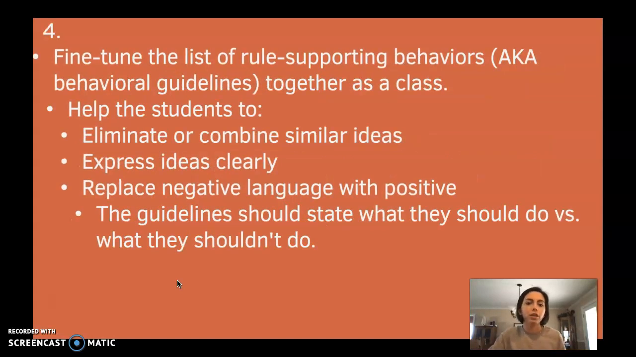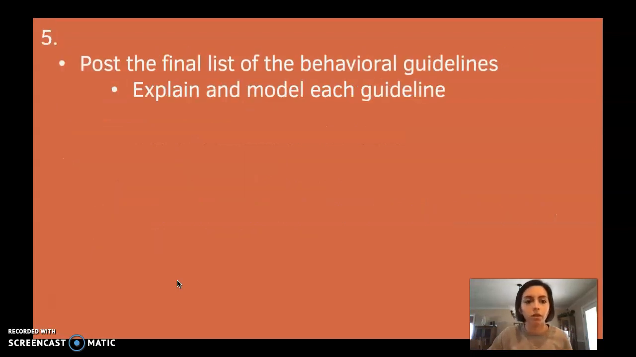Step 4, fine-tune the list of rule-supporting behaviors, also known as behavioral guidelines, together as a class. You want to help the students to eliminate or combine similar ideas, express ideas clearly, and replace negative language with positive language. The guidelines should state what they should do versus what they shouldn't do. Again, that positive language. You want to post the final list of behavioral guidelines on the board, on a chart, whatever you want to do, post them in your classroom and explain and model each guideline.